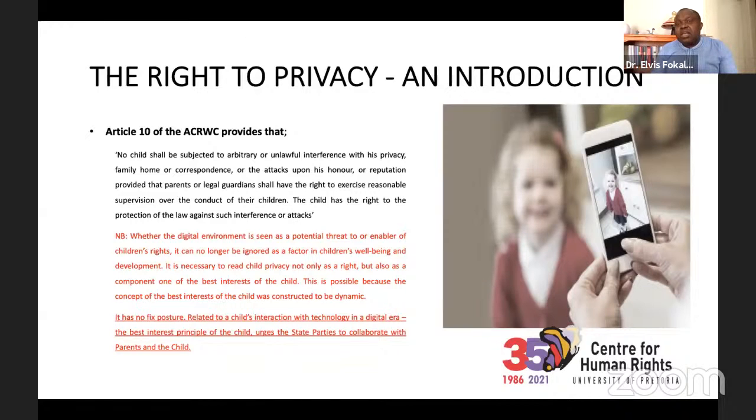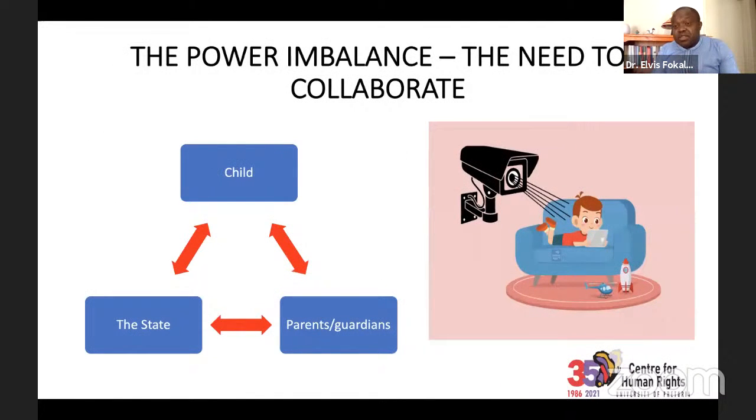And where I'm sitting is that for us to be able to protect and implement the best interest of the child in a digital space, there is need for collaboration between the state, parents, and the child. This is because children's interaction with the internet in most cases is done in the private space, in the family environment. The state can legislate, the state can put the laws in place, but those who are going to implement these laws and ensure that they are indeed favorable to the child are the parents. They come at the forefront of the implementation in that private environment.